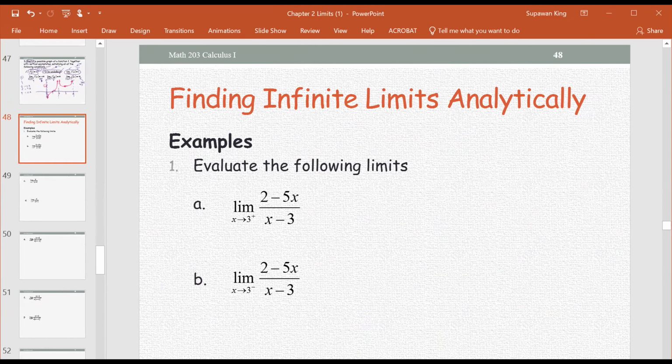We are going to analyze or find the infinite limits analytically. That means no calculator. No calculator, okay? To analyze the function as x approaches 3 positive.